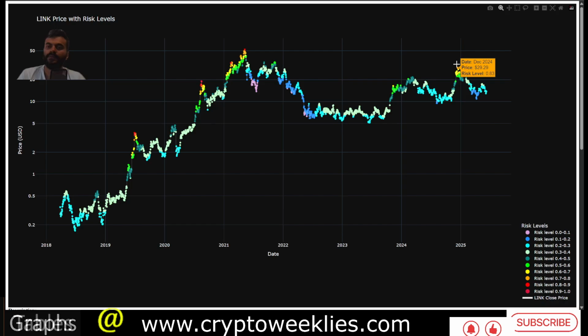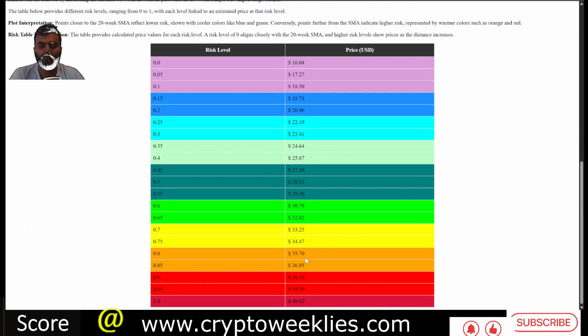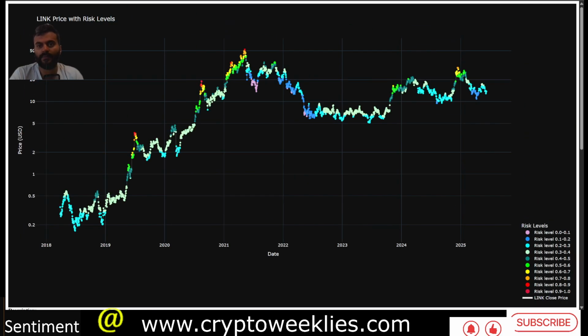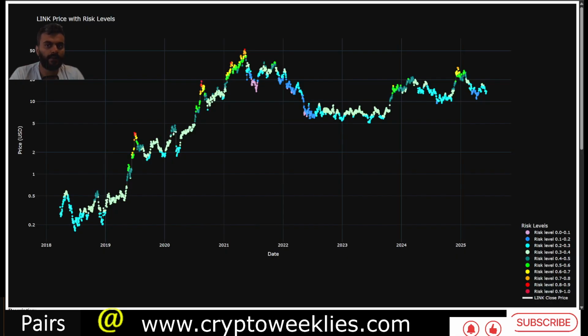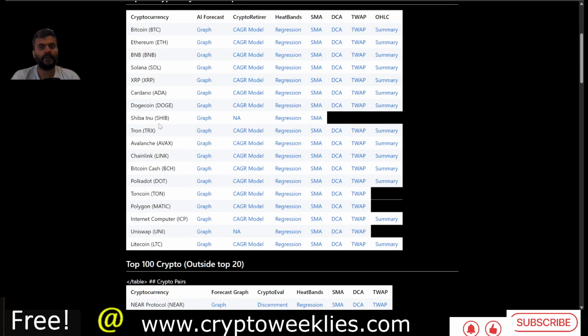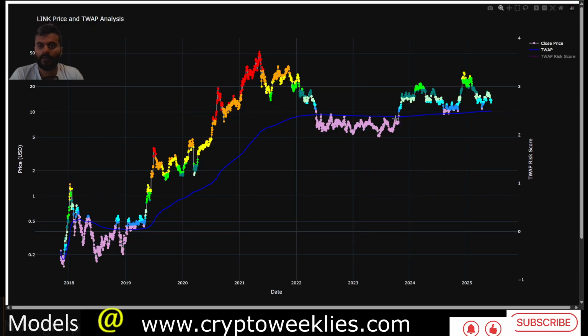In this last iteration of the rally in December 2024, the risk level went to around 80%. If it were to go to that 80%, then the price could be at around $35 per the SMA model. A $35 LINK would be close to that 0.618 fib level.